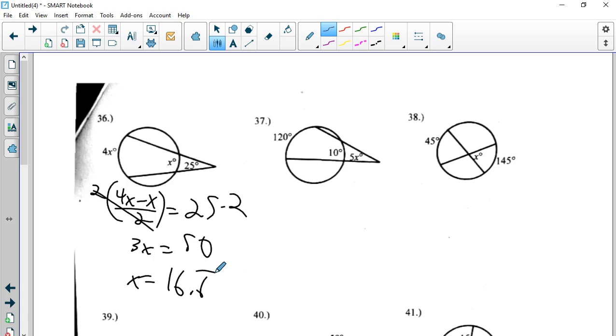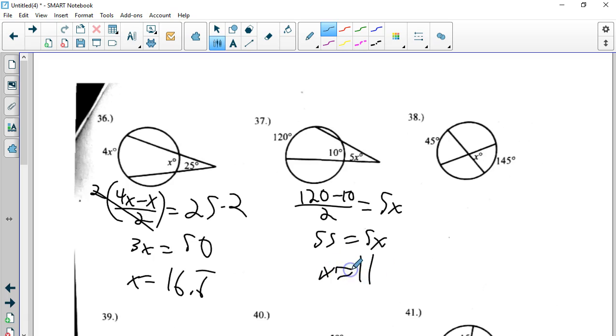Same situation. 120 minus 10 divided by 2 equals 5x. So 120 minus 10 is 110. Divided by 2 is 55. I could also multiply both sides by 2, but there's really no reason to since I don't have an x in there. So that gives me x equals 11.